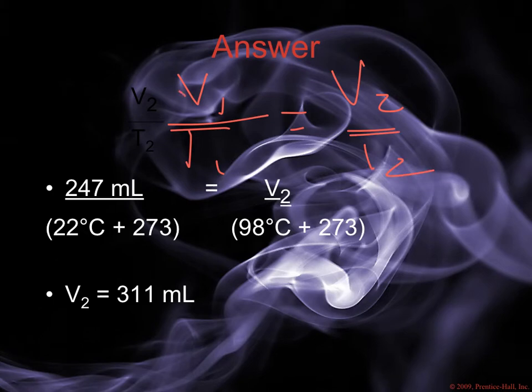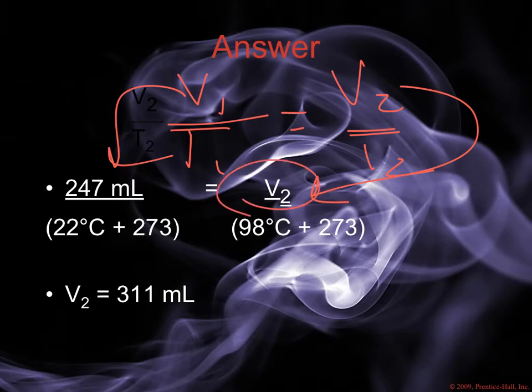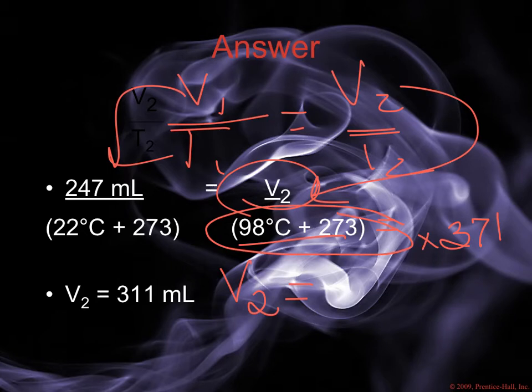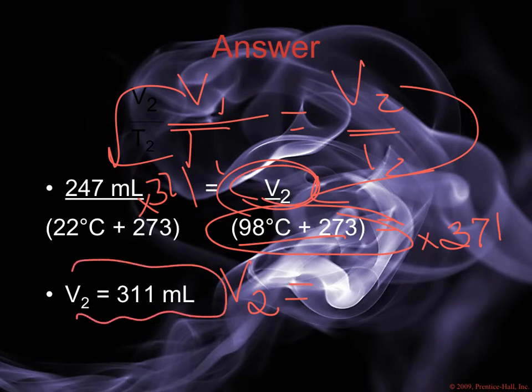There we go. All right, so V1 and V2 is what we're trying to solve for. And since you're trying to solve for V2, you have to again make sure that you can rearrange the equation to isolate V2. So that means that we have to multiply both sides of this equation by, what was 98 and 273? 371. We have to multiply both sides of the equation by 371 in order to solve for V2. And we should then get 311 milliliters.